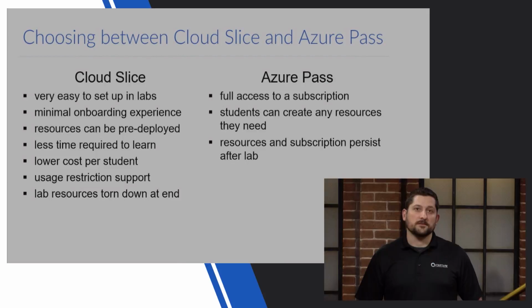Another great thing about the cloud slice too is that, let's say, for example, the student completely destroys their environment and it's irrecoverable. With a cloud slice, all they need to do is just cancel their lab and launch a new one, and everything just springs back up again. Whereas, say, for example, an Azure Pass, they'd have to run through the process manually of recreating some of the resources. Yes, that's a great point.